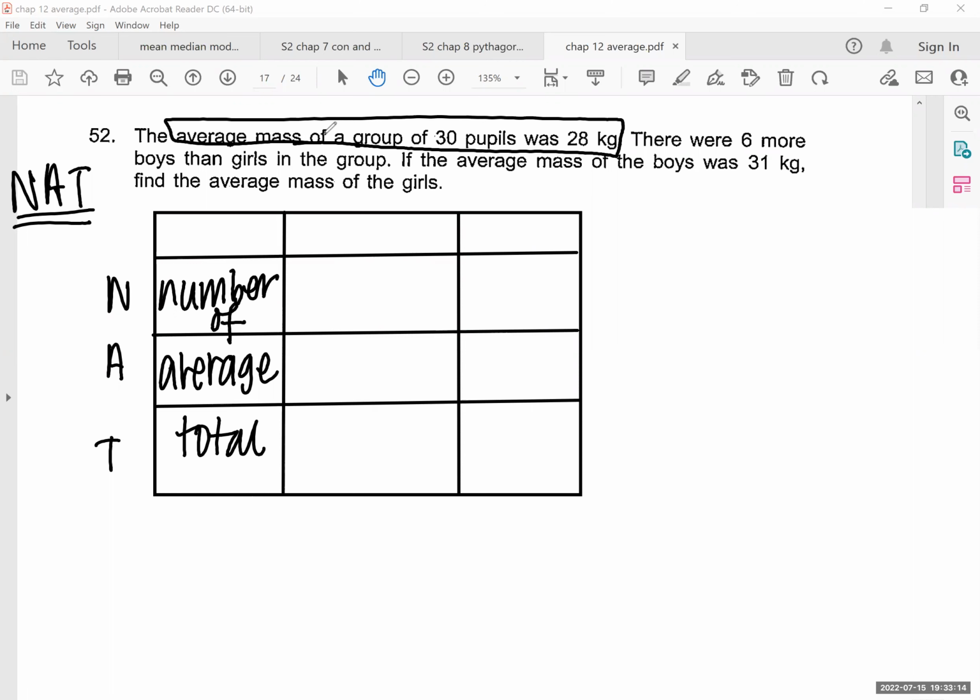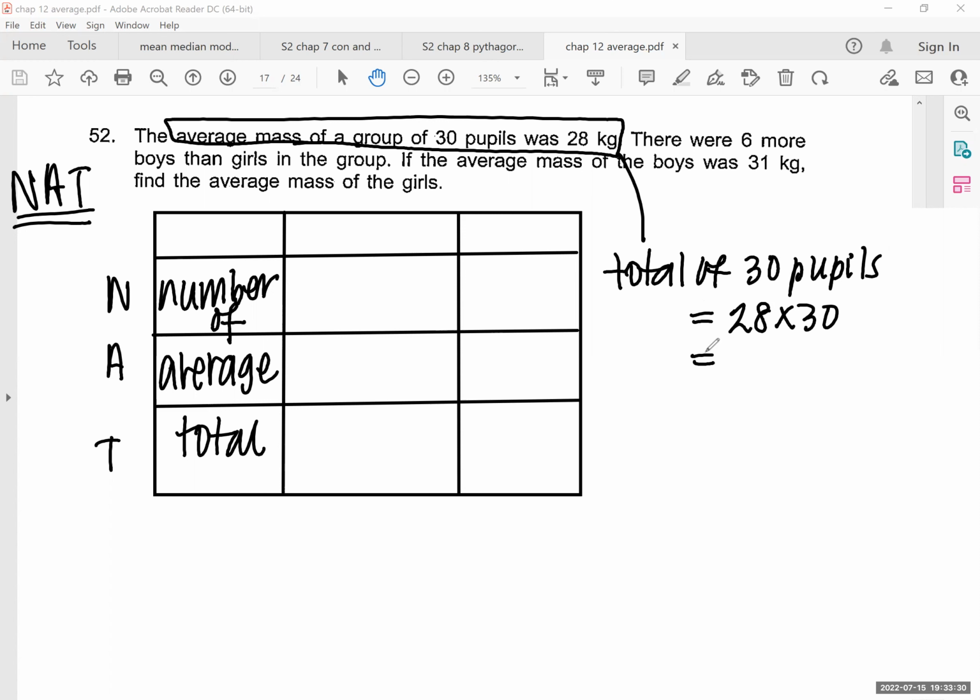The moment they say average, I can find what already? Total of how many? 30 pupils. And how much is that? 28 times 30. Put in the calculator, and how much do you get? 840?